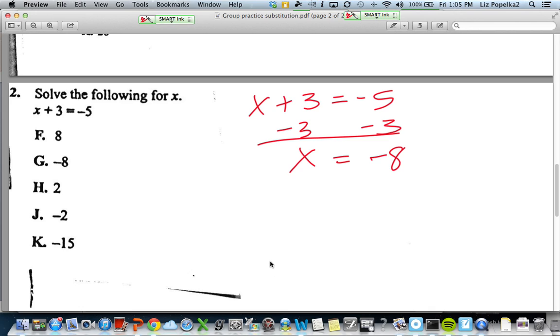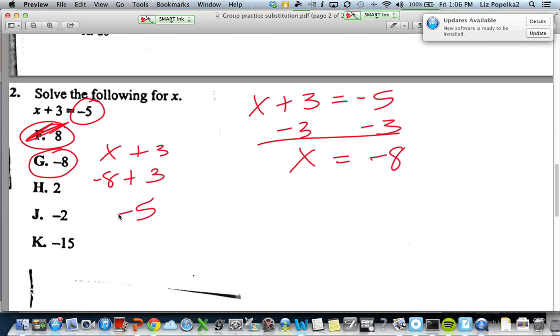But another thing you could do is use substitution. So I'm going to take my x plus 3, and I'm going to substitute the 8 in. 8 plus 3 is 11, not the negative 5 that I want to come out on the other side. So I know that that one's not right. Now let me try this. Negative 8. Negative 8 plus 3 is in fact a negative 5, which is what I wanted to come out on the other side. So that is another reason that G would be the correct answer.